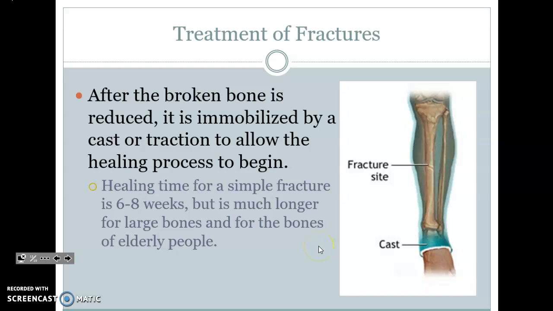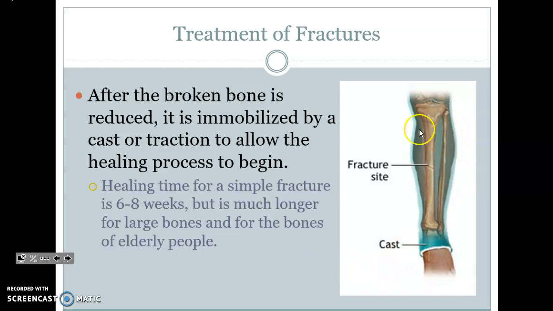So after a broken bone's reduced, it's immobilized, then you put the cast on it and it's going to heal eventually, and it takes 6 to 8 weeks for a bone to heal. So if you break a bone, you're out of commission for at least 6 weeks. Most people, it takes 6 to 8 weeks for that bone to grow back.